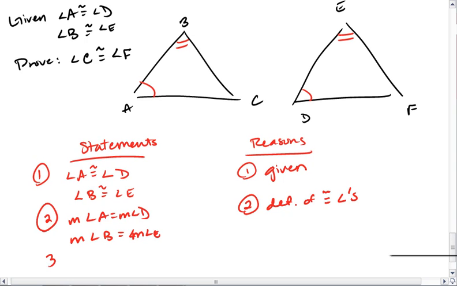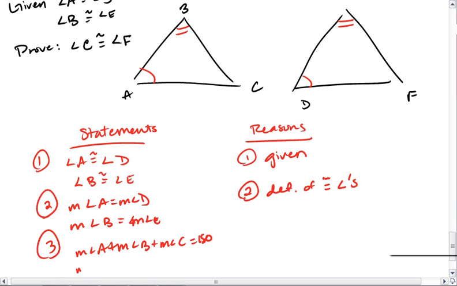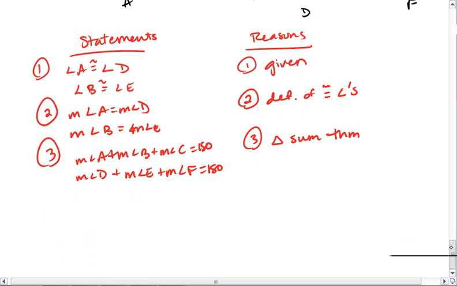Which then lets me state that measure of angle A plus measure of angle B plus measure of angle C equals 180. Similarly, measure of angle D plus measure of angle E plus measure of angle F equals 180. And this is by our triangle sum theorem. That I know the angles of a triangle sum to 180 degrees.